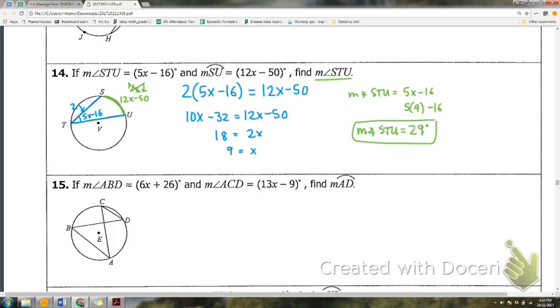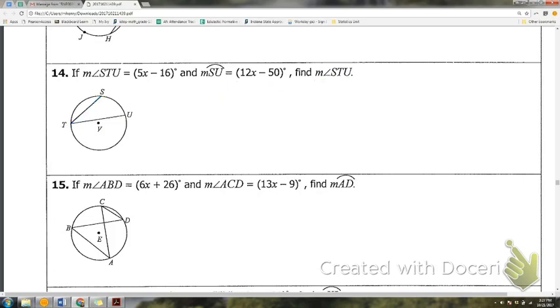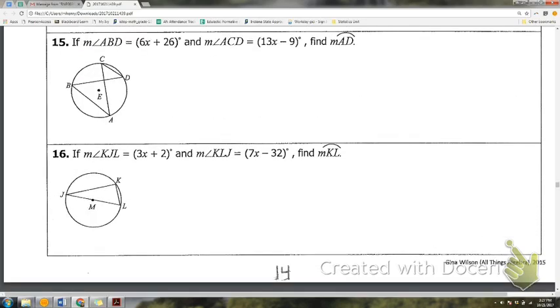All right, we're going to set up 15, but we're not going to solve it. Okay, so if I look at 15, let's go ahead and label our diagram. It says the measure of angle ABD is 6x plus 26. So if you have a hard time getting your pencil inside to write small enough, you can draw an arrow like this that says this is 6x plus 26. That will work just fine.